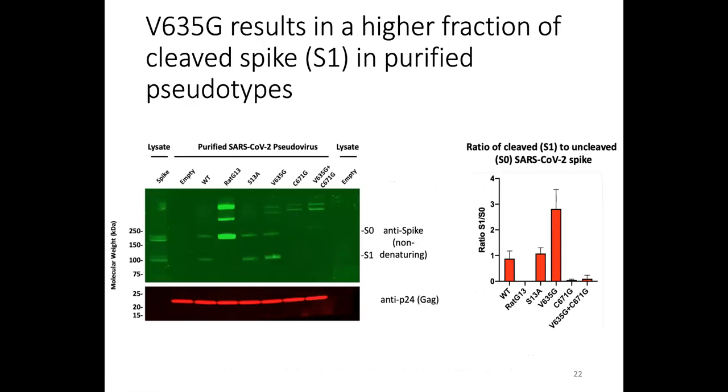What we found when we actually examined these purified lentiviruses that we used for this assay on a gel was that compared to wild type or another mutation, S13A, we saw an increased amount of the cleaved S1 component of spike here. And when we actually performed densitometry on this, this was significantly increased. So it suggests that both the cleavage of this or its ability to be incorporated in lentiviruses is affected by this mutation. And this gives us an entry phenotype.